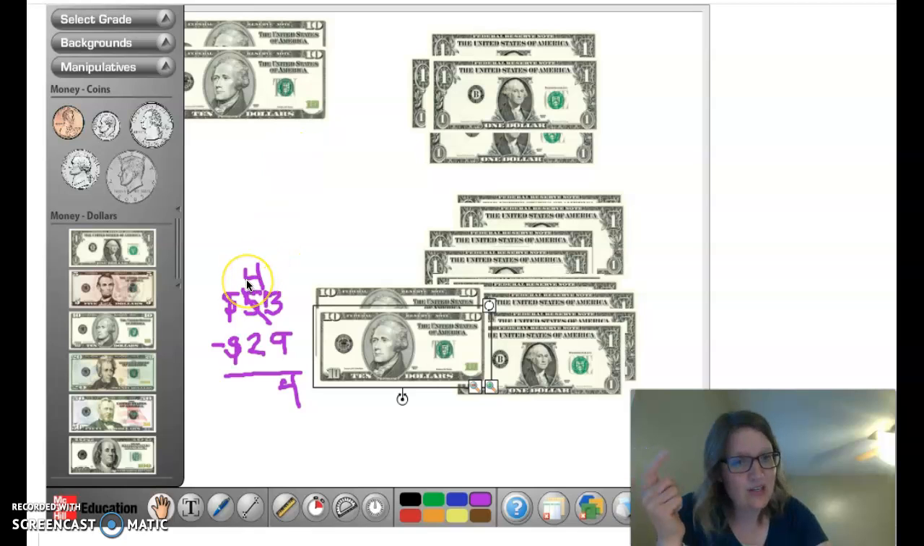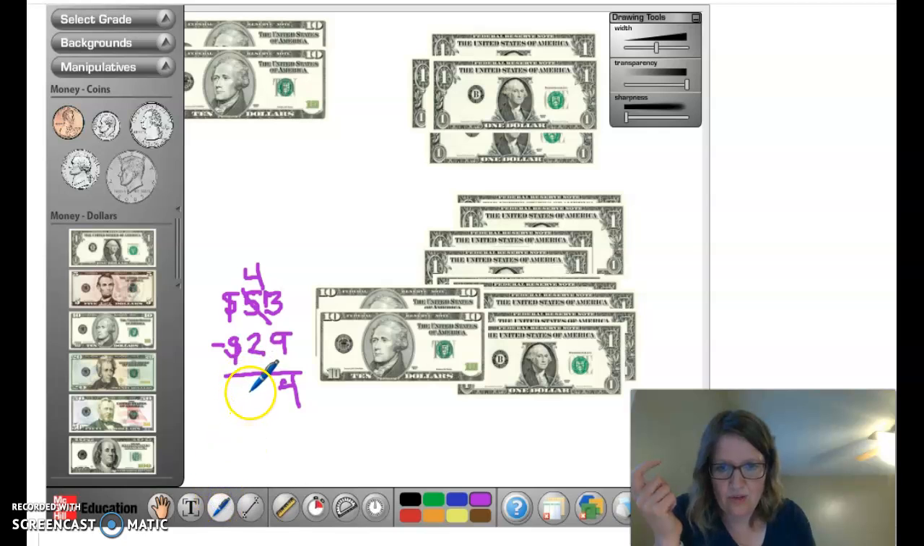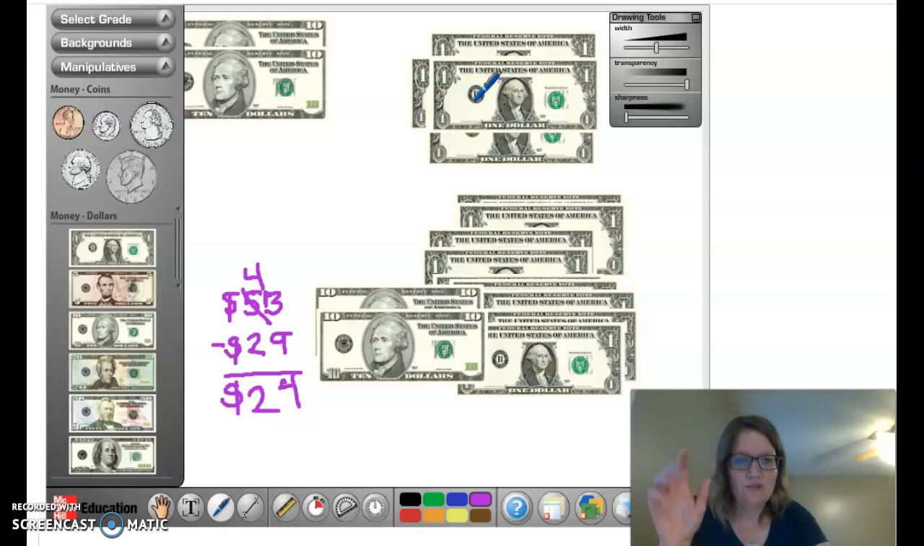So let's look at the math part on this. 4 minus 2, I'm going to write this down, is 2, and the 4 in the ones makes 24. And voila, guys, look at this. When we have a stack of money, $53, and we need to take away $29, our answer becomes $24. And you can see that right here: 10, 20, 1, 2, 3, 4.